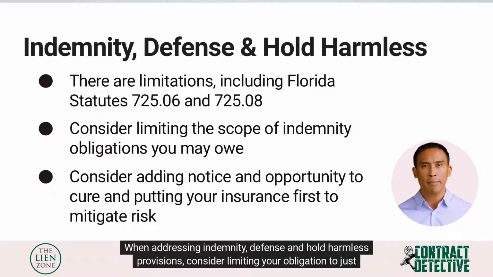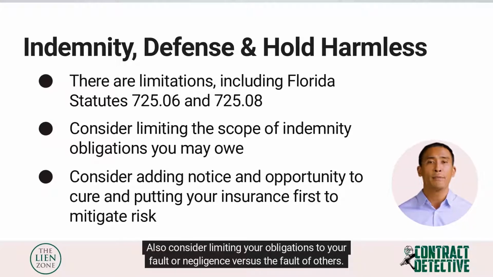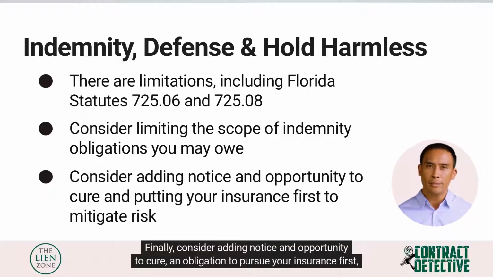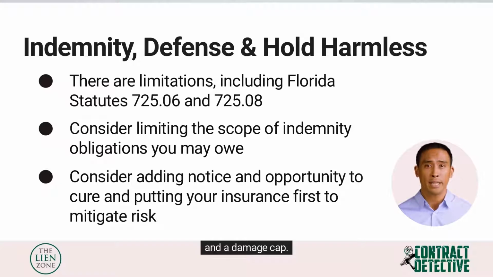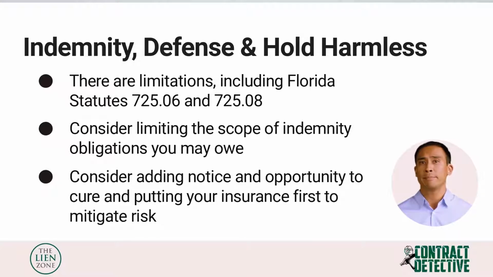When addressing indemnity, defense, and hold harmless provisions, consider limiting your obligation to just the specific contracting parties and leaving out third parties like the design professional, for example. Also consider limiting your obligations to your fault or negligence versus the fault of others. Finally, consider adding notice and opportunity to cure, an obligation to pursue your insurance first, and a damage cap. Doing so will go a long way to mitigating your risk.